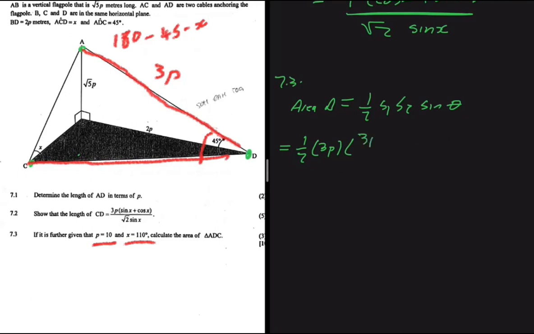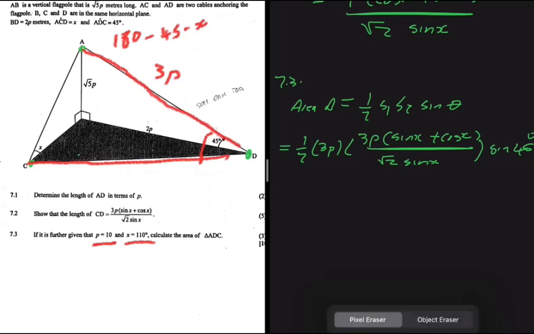So CD is 3p multiplied by sine of x plus cos of x, everything divided by square root of 2 sine of x, and multiply by sine of 45. We know what p is, right? P is 10, and we know that x is equal to 110. So we can just substitute 10 and 110 there, right?